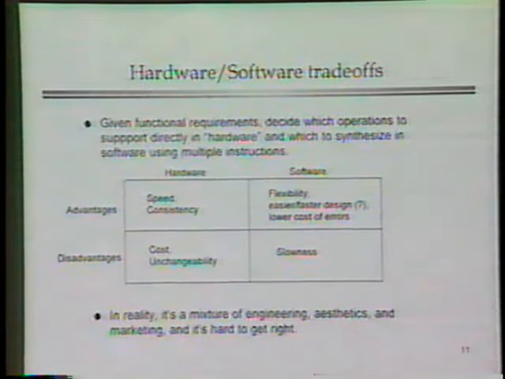One of the things we need to do in designing computers is to figure out where to make the trade-off between hardware and software. This is fairly straightforward stuff, I think. Given particular functional requirements, how do you decide what you ought to do in hardware, what you ought to do in software? For example, if you're building a multimedia computer, should you put video decompression in the hardware, or should you put it in software?